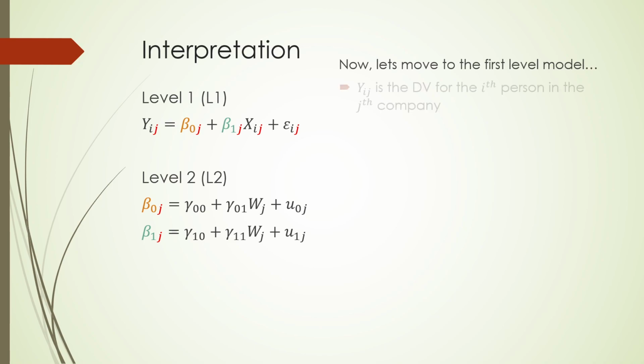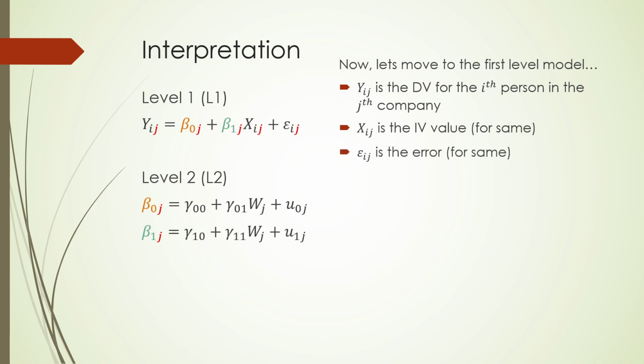All right, let's talk about the first level model specifically. Y sub ij represents, as we mentioned before, the dependent variable for the ith person in the jth company. Similarly, x sub ij is the independent value for the ith person in the jth company, and epsilon ij is the quote-unquote error for the ith person in the jth company, though really it's just the unexplained movement in y that's not explained by the rest of the model. So unexplained variation is another way to think about that epsilon. Unexplained variation in salary that's not explained by any of our variables.